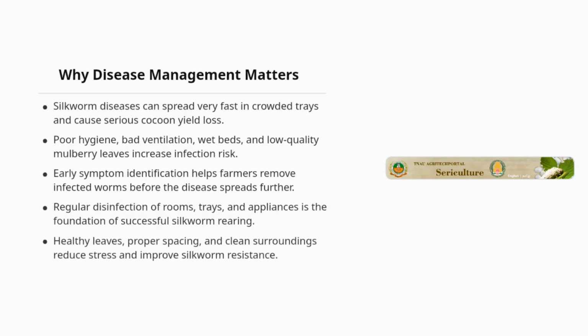Before we go disease by disease, first understand one important point. Most silkworm problems become serious because of poor rearing conditions. When humidity fluctuates, trays are overcrowded or leaves are not fresh and nutritious, the worms become weak and infection spreads quickly. So disease management is not only about treatment, it is mainly about prevention. A clean rearing room, dry bed, proper spacing, and timely removal of sick worms can save a lot of loss.